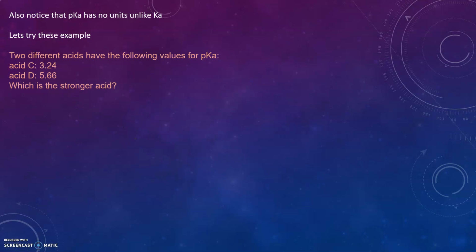Notice also that Ka has a unit, which is mol per decimeter cubed, but pKa doesn't have a unit. Let's try this example. Two different acids have the following pKa: acid C has 3.24 and acid D 5.66. Which one is the strongest acid? Remember, as the concentration of hydrogen increases, the pKa decreases.